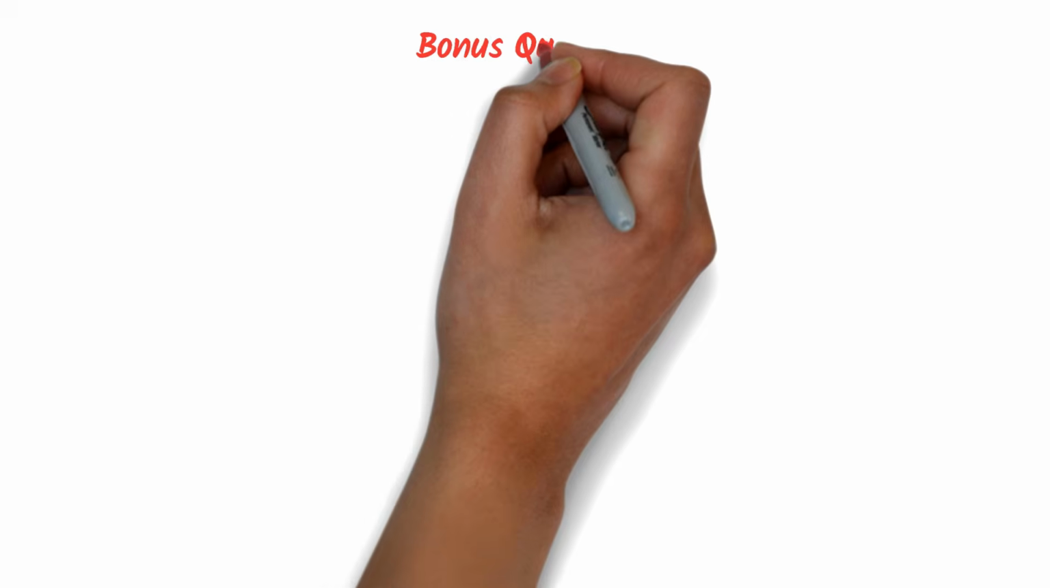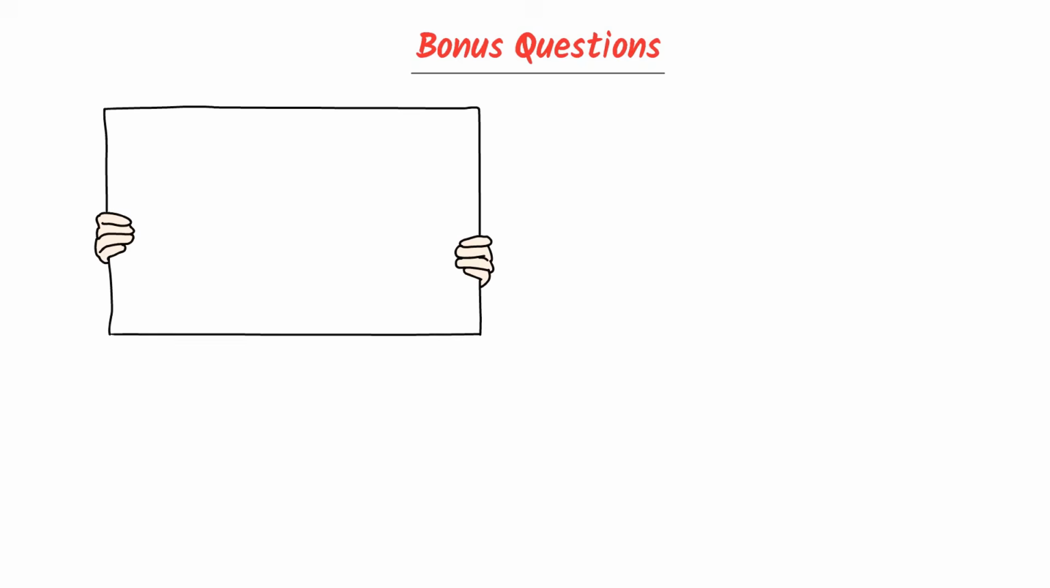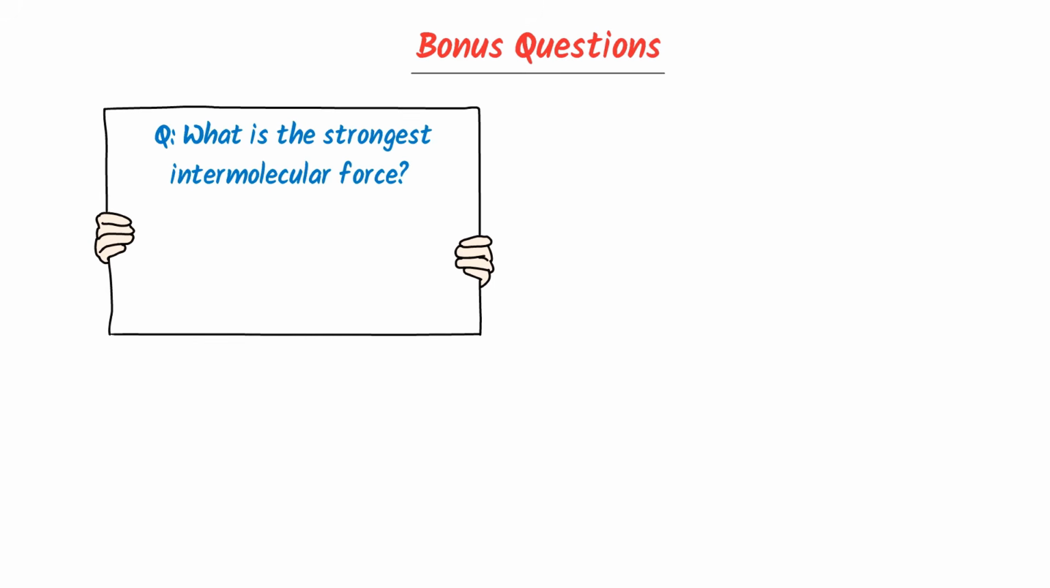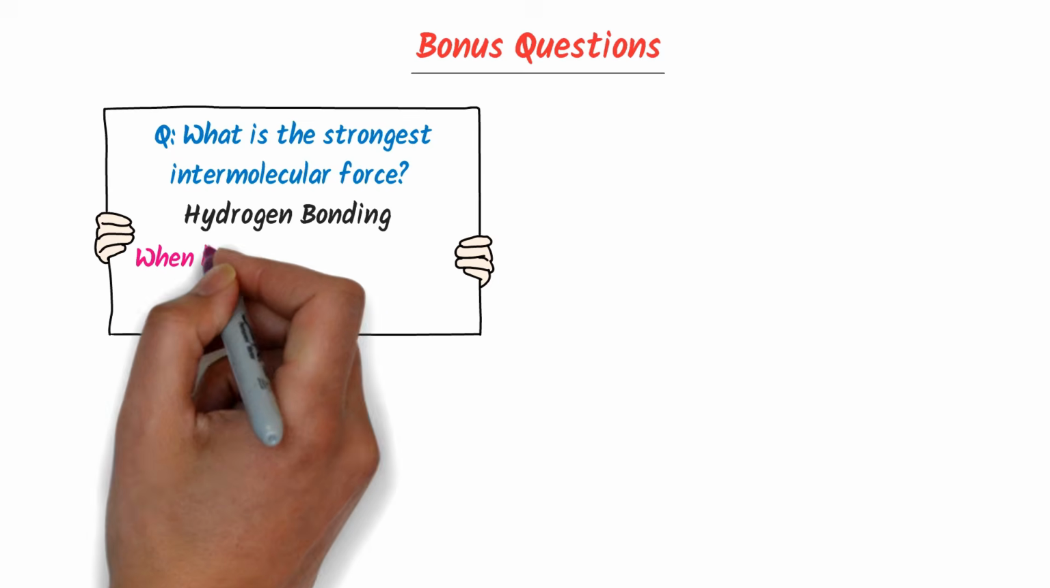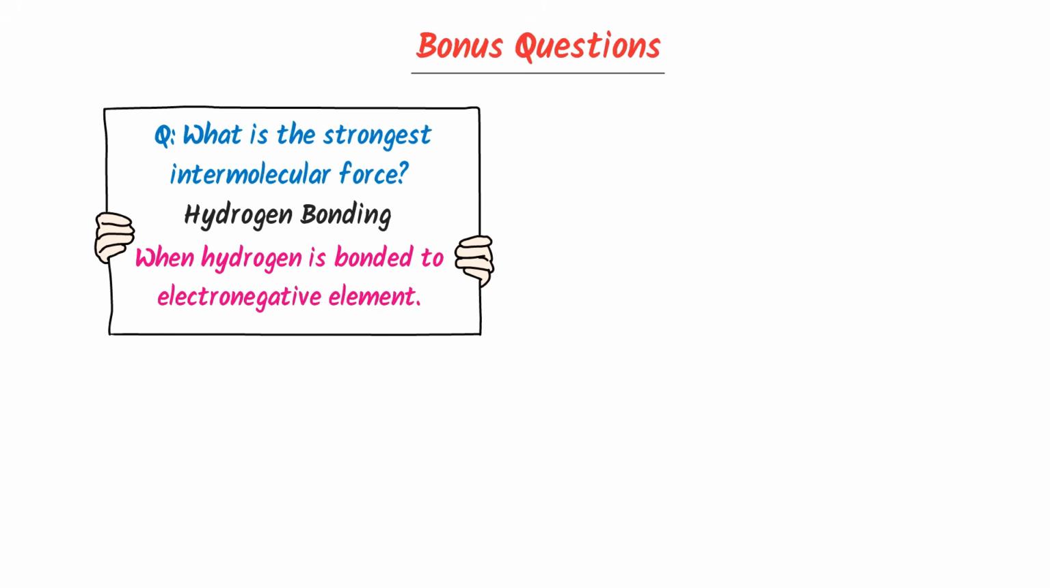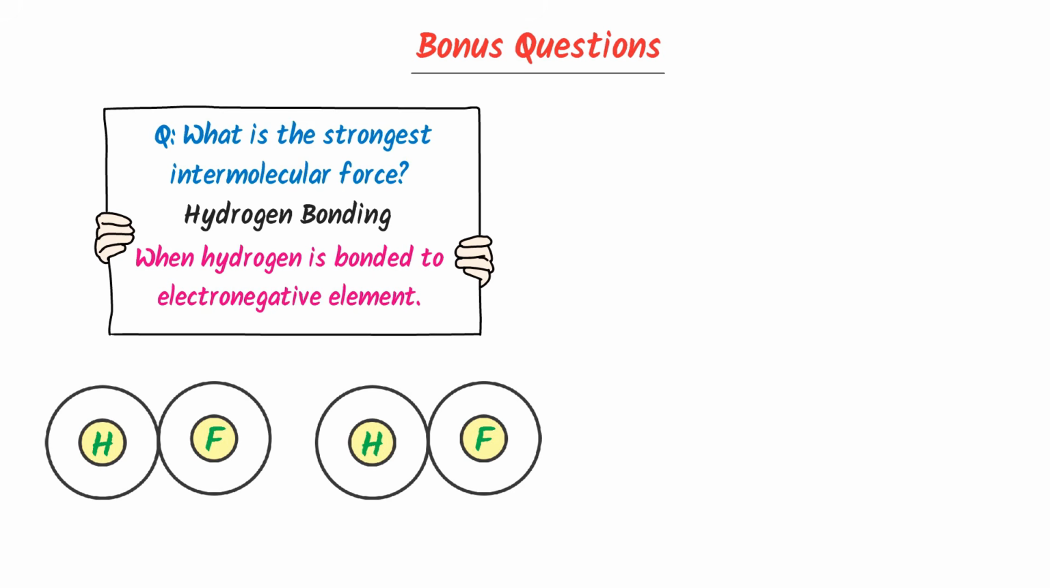Finally, let me teach you two bonus questions. What is the strongest intermolecular force? Well, the answer is hydrogen bonding. Hydrogen bonding occurs when hydrogen is bonded to a strongly electronegative element. For example, consider hydrogen and fluorine. We know that hydrogen has only one electron, therefore it is less negative. One can say that it is almost positive.